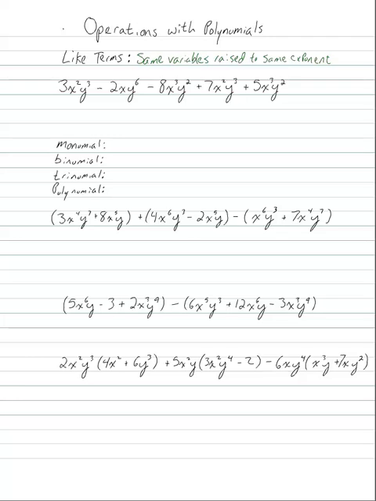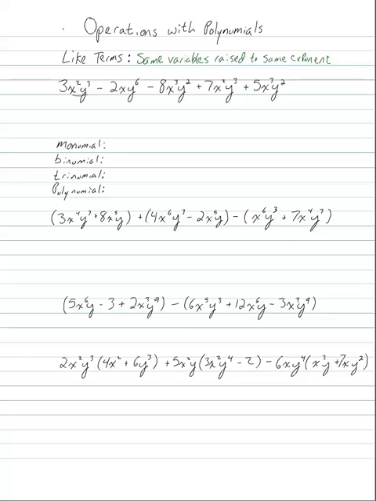So if I look at the example here, 3x squared y cubed minus 2x y to the 6 minus 8x cubed y squared plus 7x squared y cubed plus 5x cubed y squared. It's 5 terms. Terms, as we said previously, are anything separated by a plus or minus, or products separated by a plus or minus. So I have 5 terms right here, and I want to find the like ones because I can combine those. So I have an x squared y cubed.